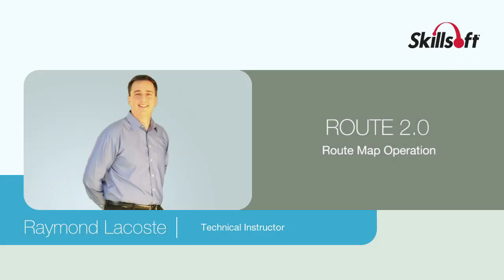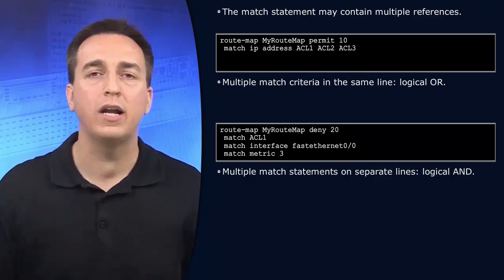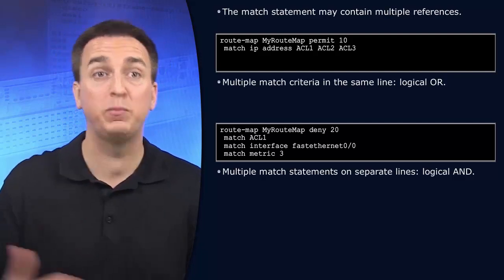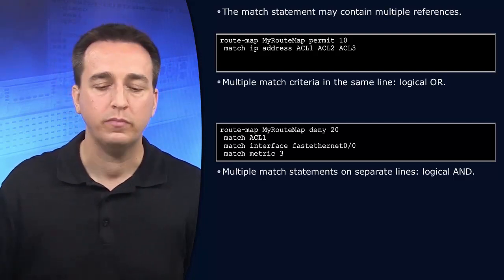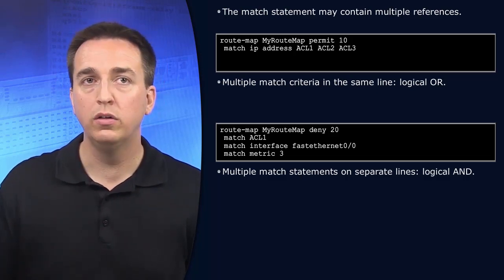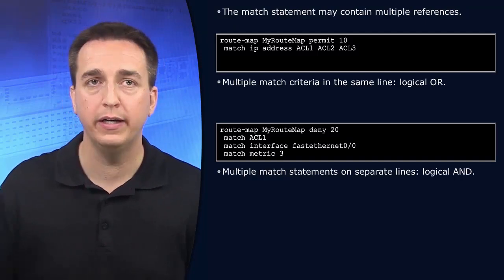And what are some of the examples that we can match on? Well, we can match on access control lists. We can match on interface types. We can match on a specific metric for that particular route. We can also match on multiple criteria.